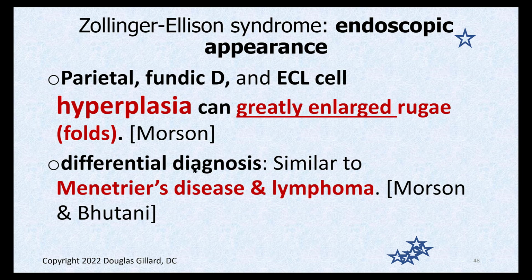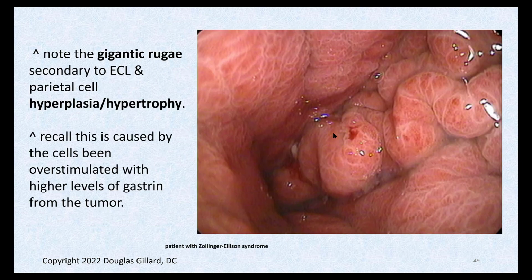Endoscopic appearance, we've already said. You get hyperplasia of the parietal cells, the fundic D cells, ECL cells, and it looks like this. Rugae are not supposed to look this massive. And this is a patient who has Zollinger-Ellison syndrome.